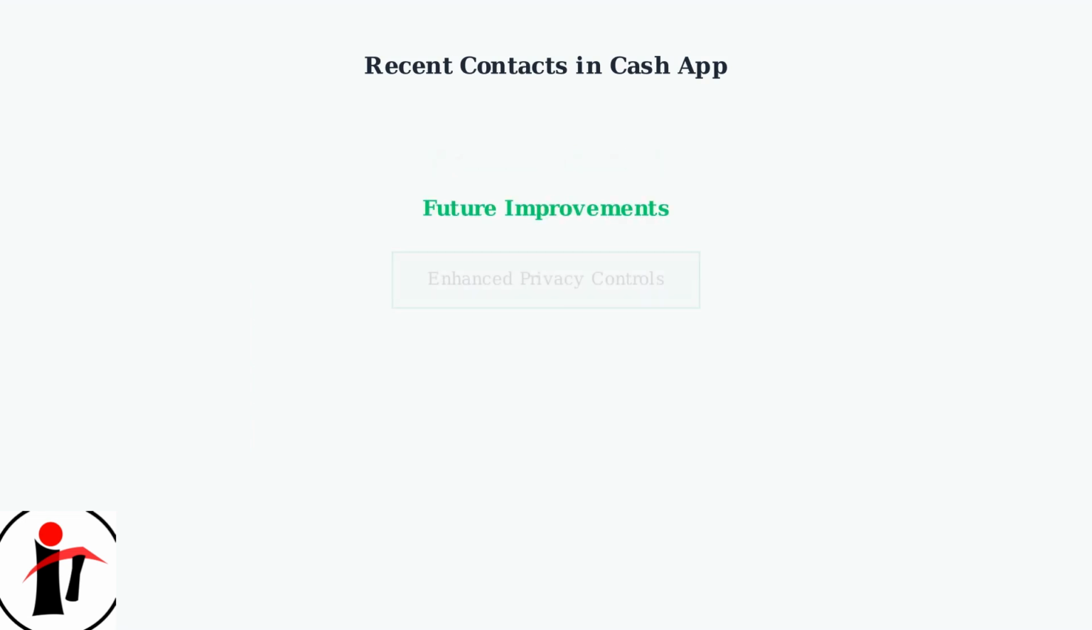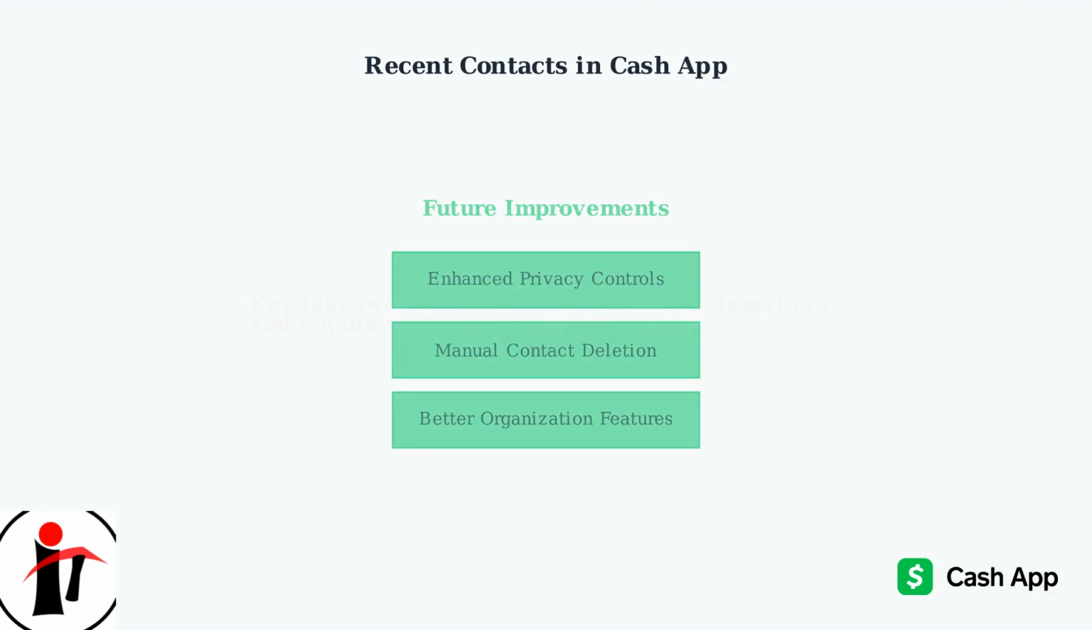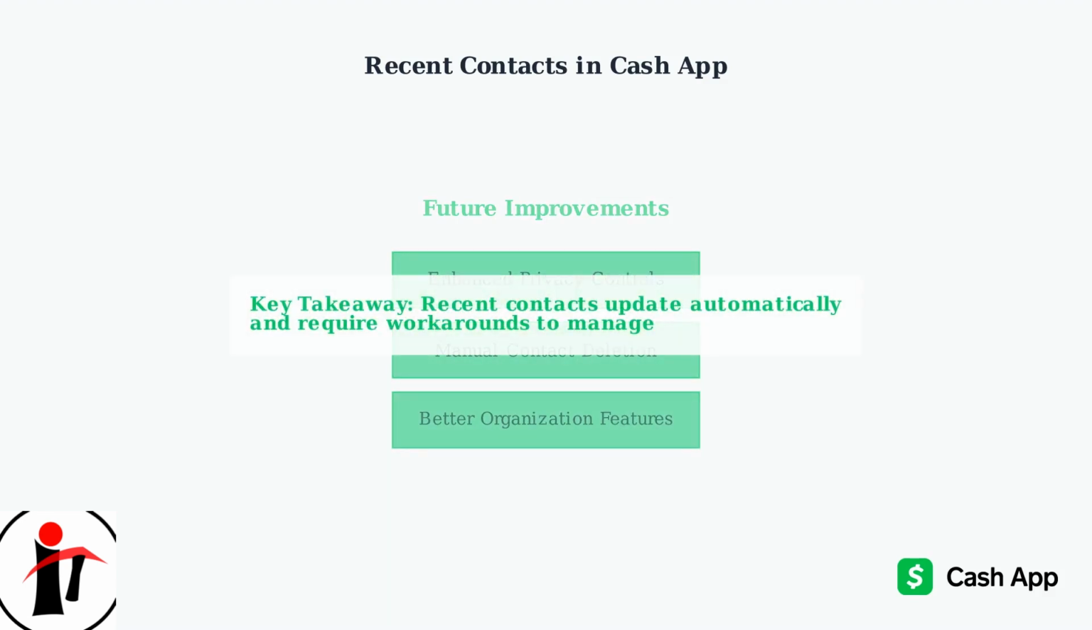As user demand for more privacy and control grows, Cash App may introduce more robust contact management features in future updates, including manual deletion options and enhanced privacy controls. Remember, recent contacts update automatically and cannot be directly deleted. Use the workaround method of making new transactions to manage your list effectively.